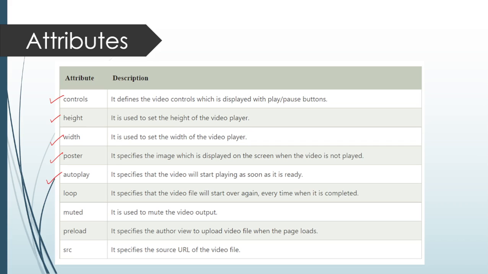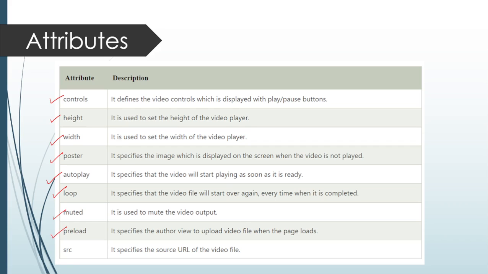Next attribute is autoplay. It specifies that the video will start playing as soon as it is ready. Next is loop. That means if you want that video to be repeated, it specifies that the video file will start over again every time it is completed. Next important attribute is muted. It is used to mute the video output.